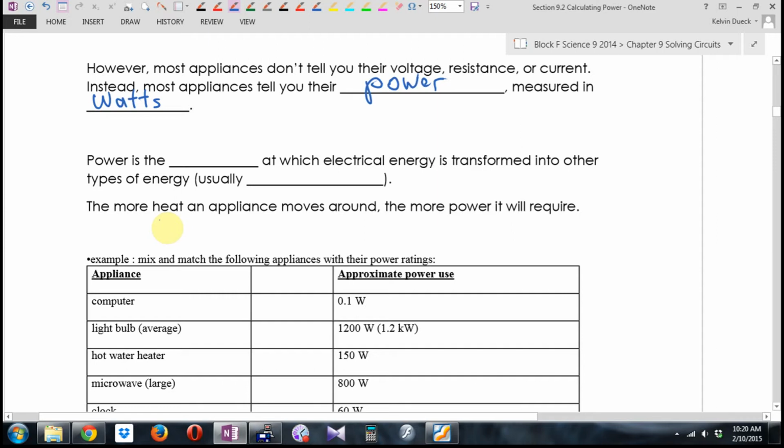If I'm being really fussy, power is the rate at which electrical energy is transformed into other types of energy, usually heat. In fact, rule of thumb for any appliance, if any of you get into electricians or anything like that, the more heat an appliance moves around, the more power it uses, the higher its wattage will be.